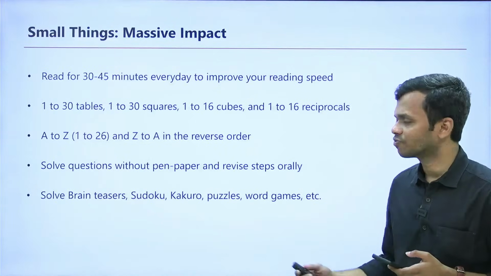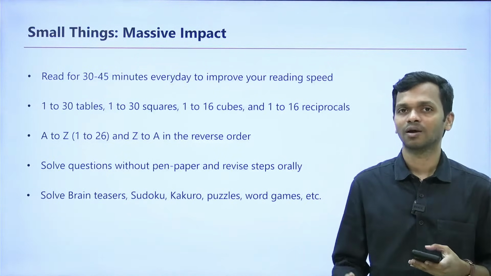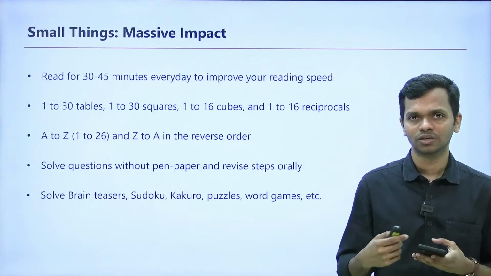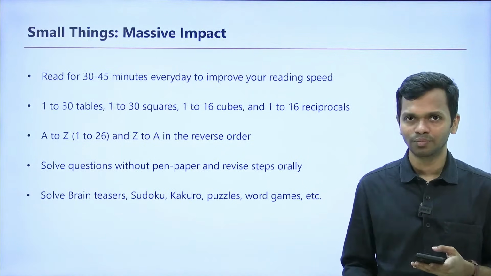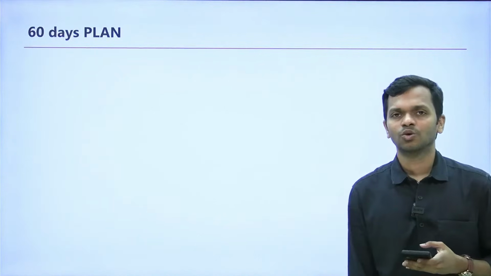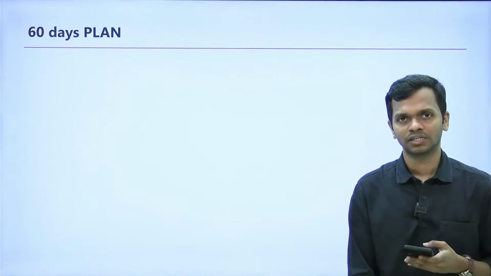Okay, so figure out how to enhance your natural aptitude, and it can be enhanced. So don't think that your natural aptitude is a constant thing, you will not be able to improve it. Okay. All right, now coming to the 60 days plan. So how do you structure the next 60 days?